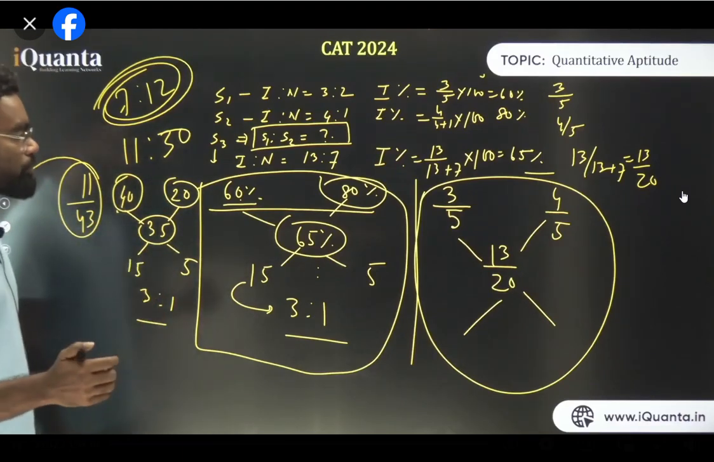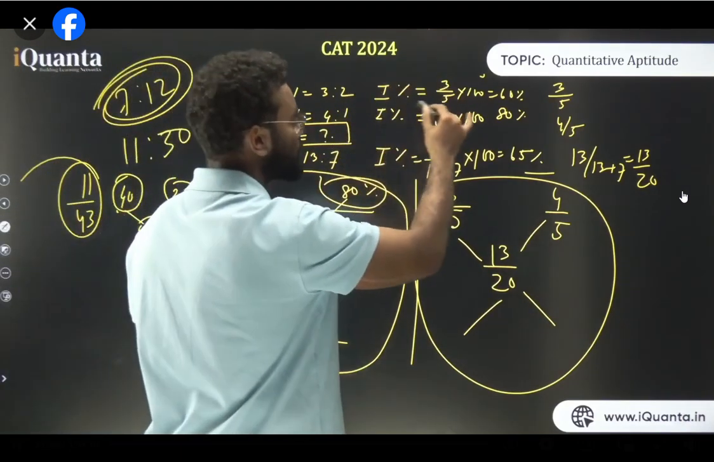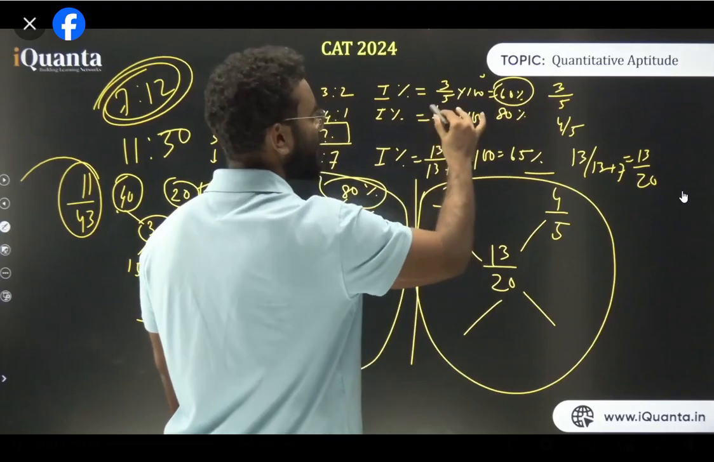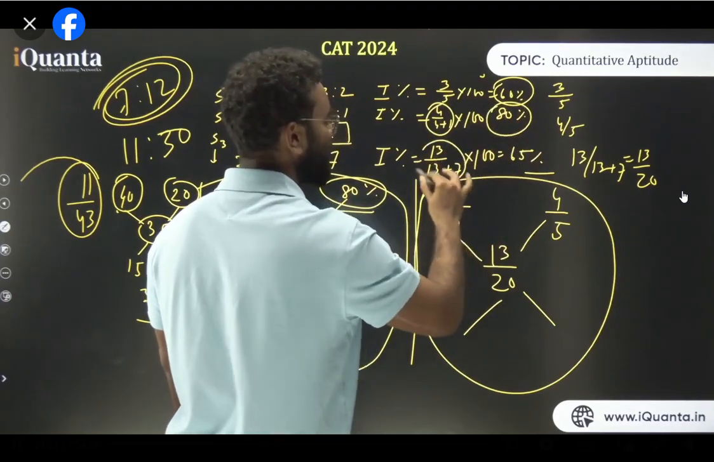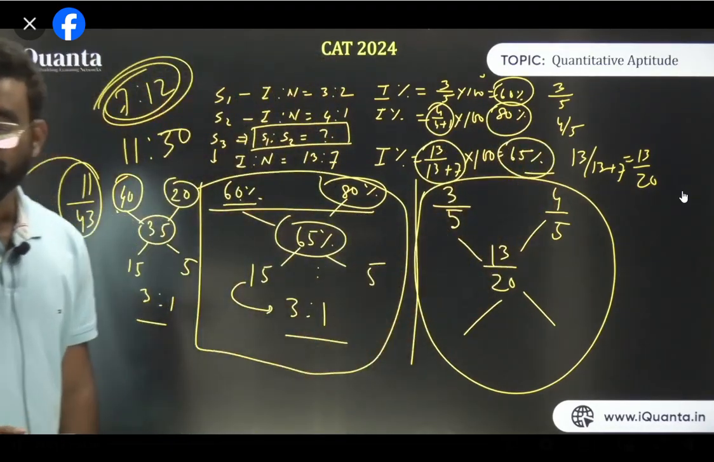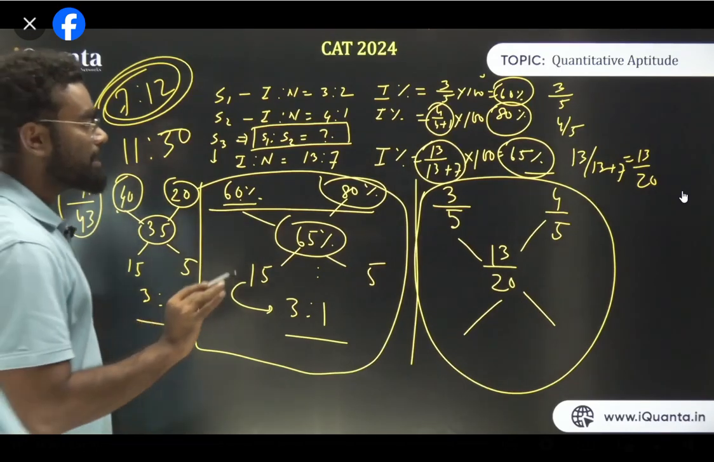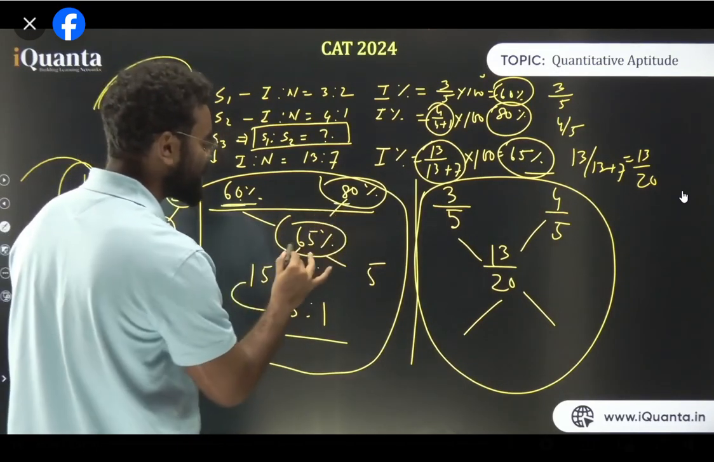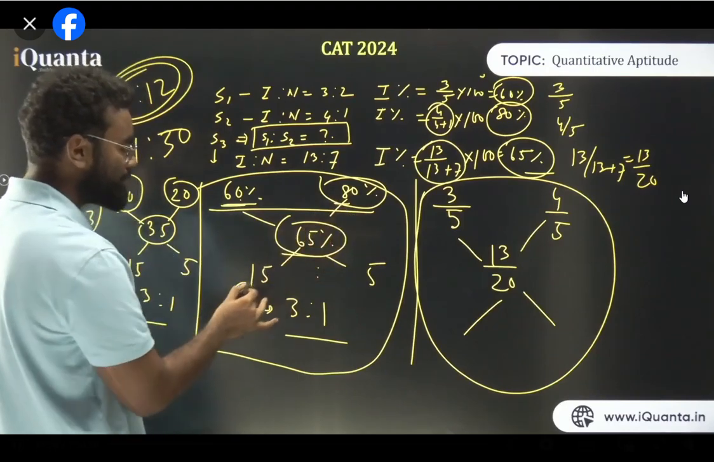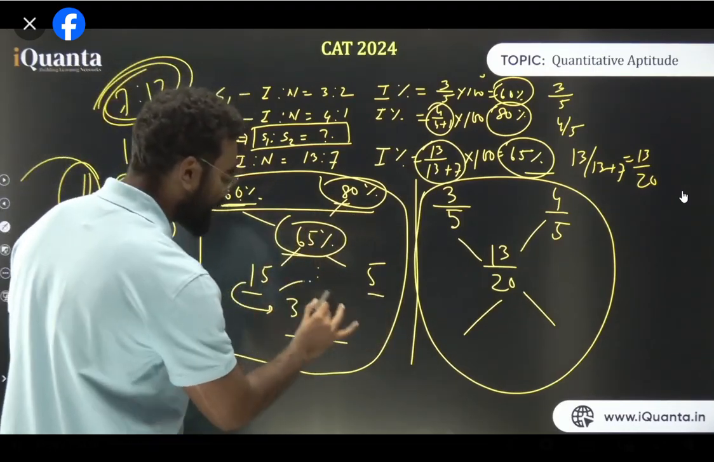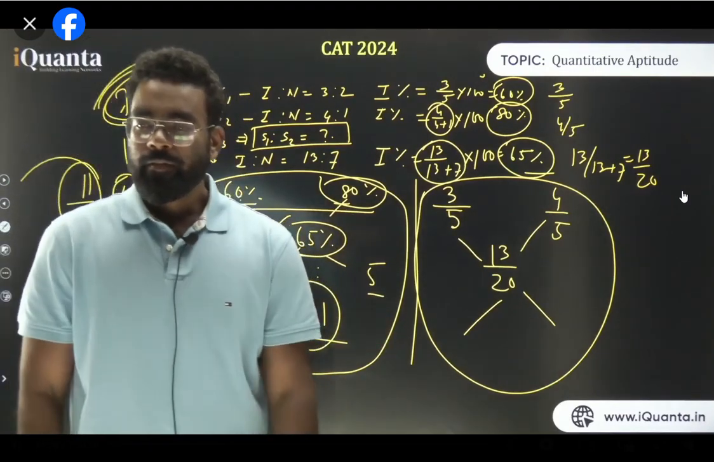In that case, what we can do? I have converted everything into iron percentage. So 3/5 is 60%, 4/5 is 80%, and 13/20 is 65%. All of these things come from ratio and proportion. Clear? Now if you have this, so this is 60, 80, and the average is 65. By the mixed addition method, 80 minus 65 is 15, 65 minus 60 is 5. So what is the ratio? 3:1. That's it.